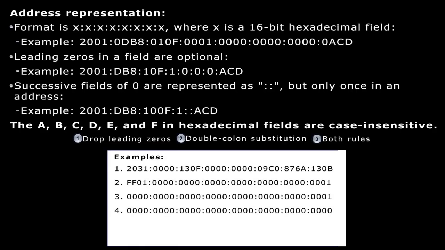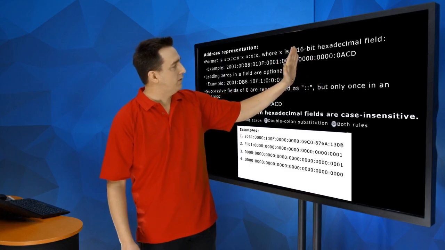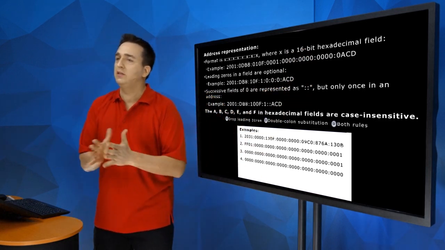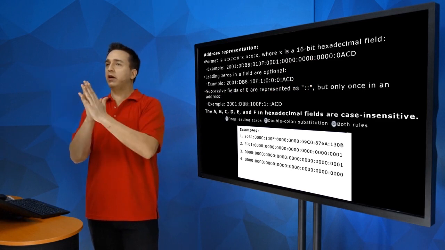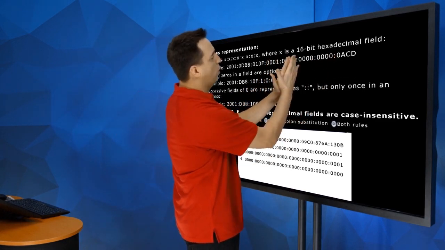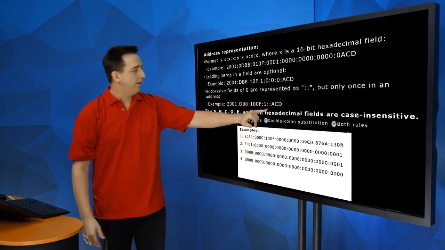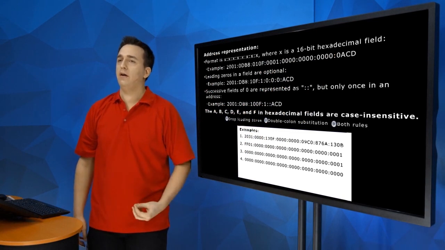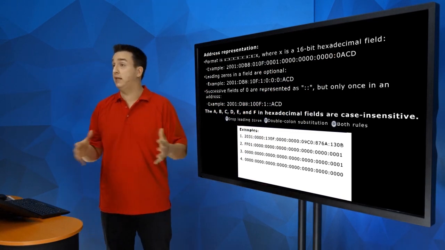Another option we have is to take successive fields of 0 and combine them together as a double colon that we see right here. In this case, we have successive fields of 0, all of these, and all of these. What if we combine them together? Essentially remove all the zeros, squish it all together, and then this double colon comes together with this double colon. Boom. And that's what we see right here as our example. So now we have 2001 DB8 100F 1 double colon ACD.